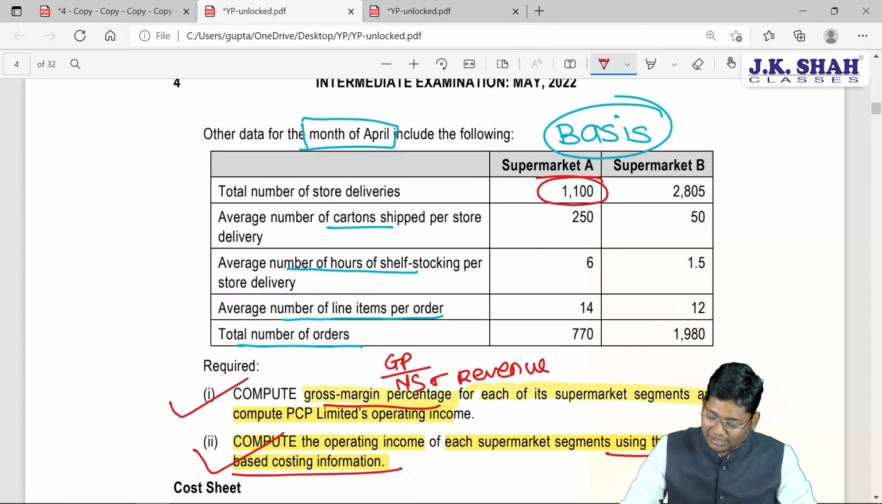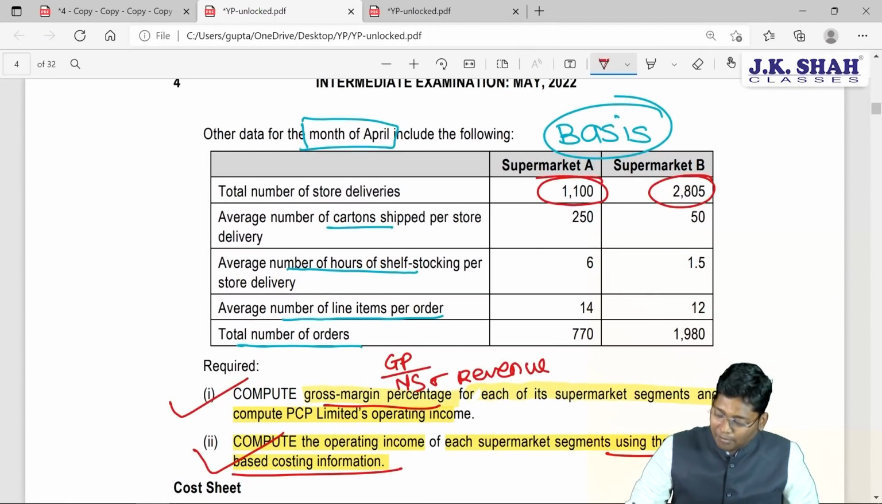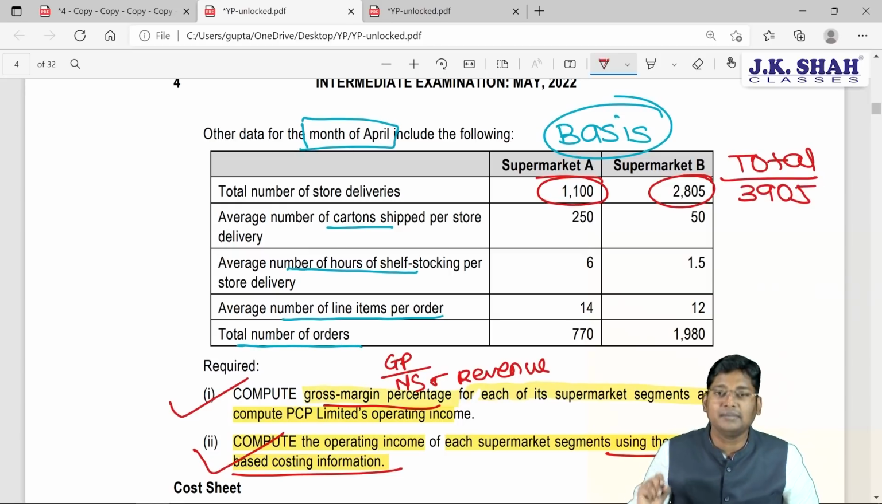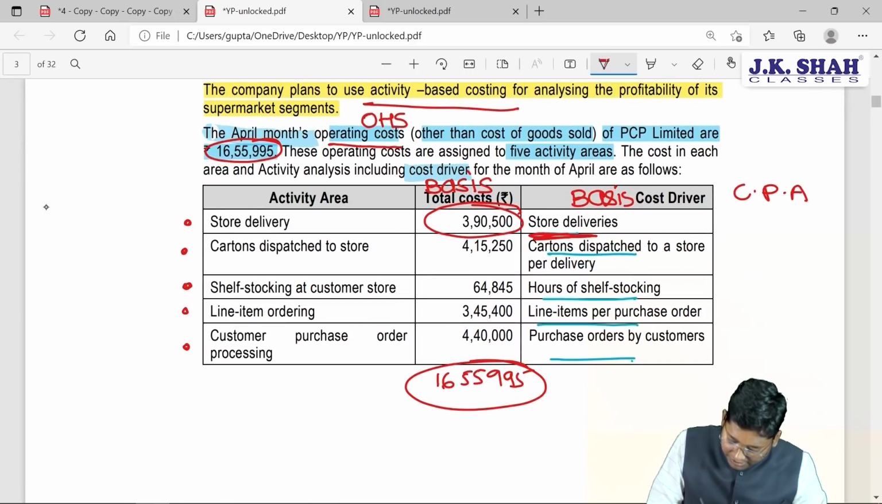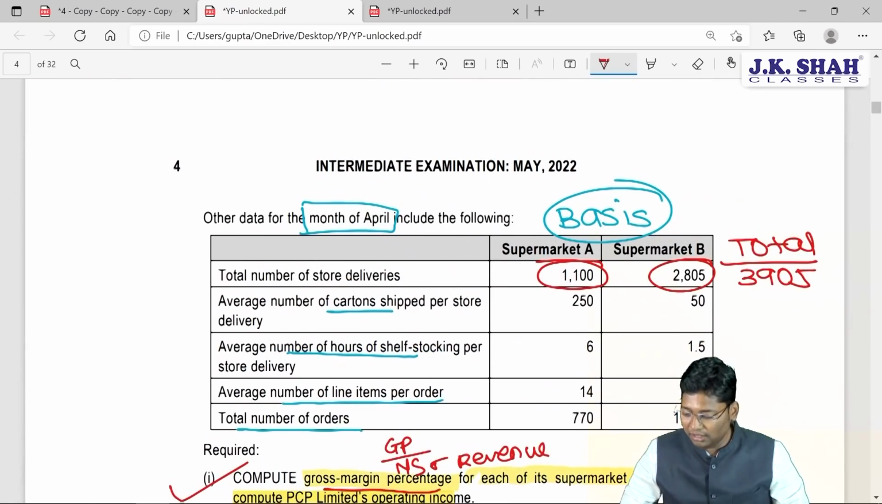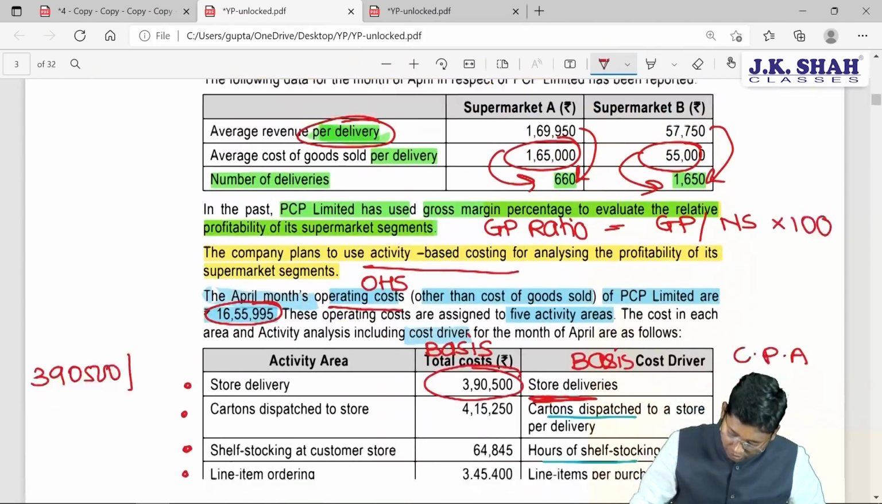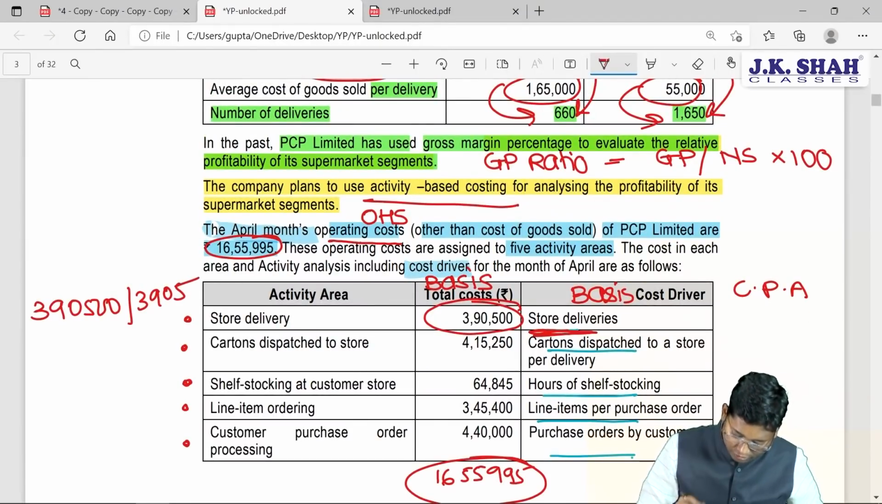Sir, number of deliveries are 1,100 and number of deliveries are 2,850. If you take total 1,100 plus 2,805, this will give you 3,905 as amount. Correct? No? What was the total cost of first activity? Sir, first activity's cost was 3,90,500. You should divide it by using total number of your deliveries, and they are 3905. So this amount, when you are going to divide by 3905, you are going to get one answer. 390,500 divided by 3905 is equal to 100 rupees.